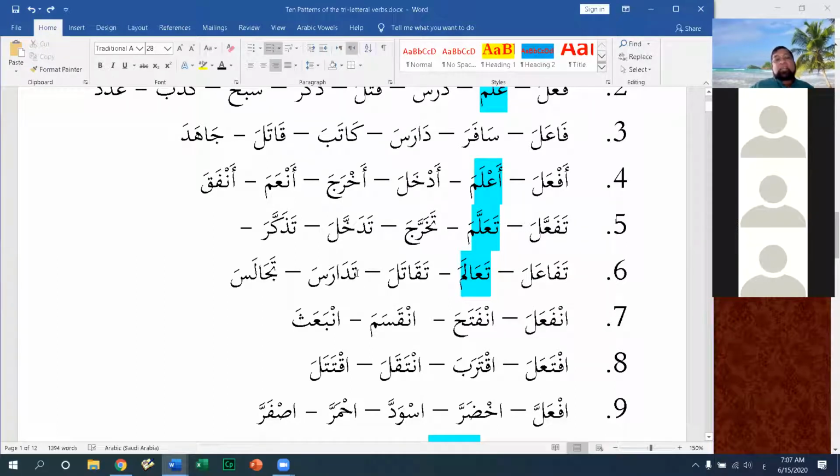Tadarasa can mean two meanings. To fake studying. For example, if you're sitting in class and you make the teacher think you're studying, and you have the book open and you have a comic book in the middle, we would say yatadarasu. Yatadarasu meaning he's faking studying. That's one meaning. The other meaning would be a group of people studying together.